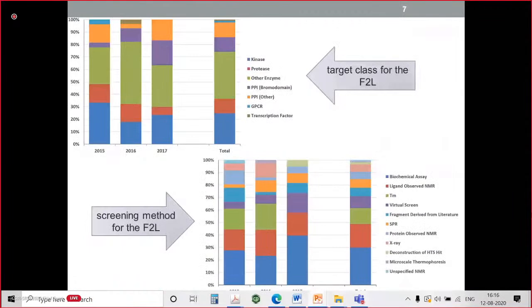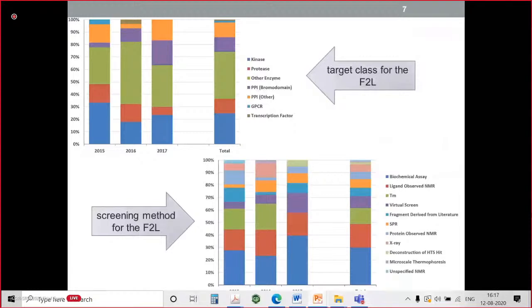So another piece of research that has been published shows that this kind of approach, FBDD, can be used on different targets or different classes of proteins, including kinases, proteases, different enzymes, PPI, GPCR receptors, or different kinds of transcription factors. These data were retro-analyzed from 2015 to 2017, so it means this is tremendously increasing.